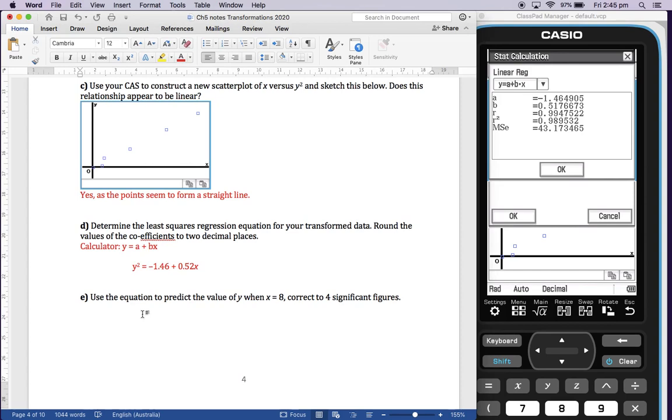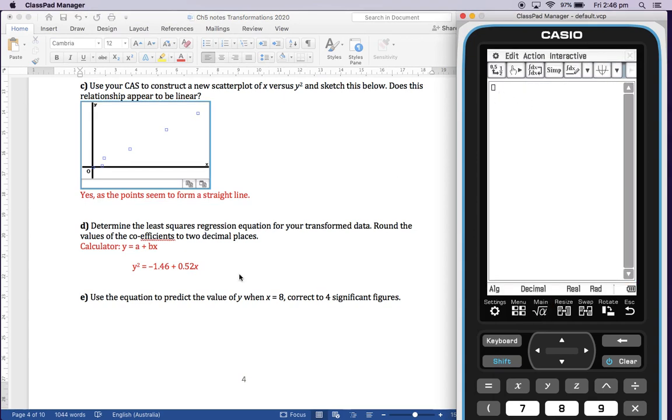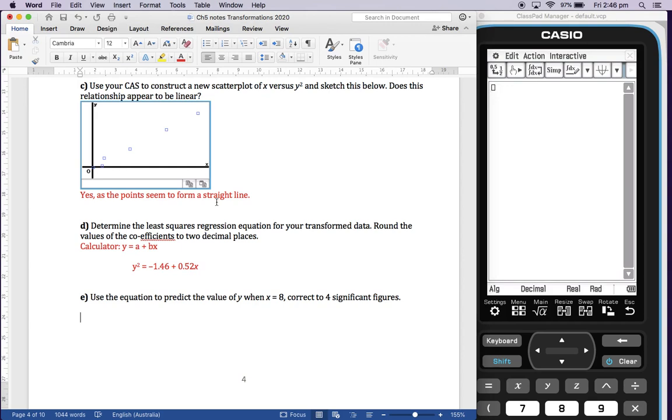And finally, part E of the question says to use the equation to predict the value of y when x equals 8. So this involves taking our equation, substituting x equals 8, and figuring out what y is supposed to equal. We'll do that in our main screen. And we're going to type in, I guess what we're solving is y squared equals negative 1.46 plus 0.52 times 8, because we're letting x equal 8.